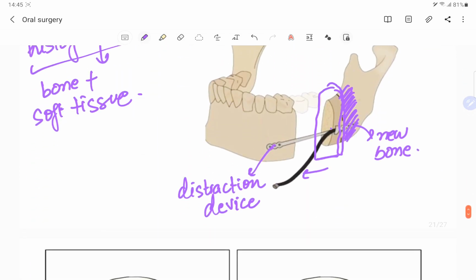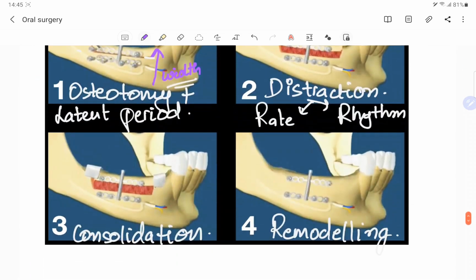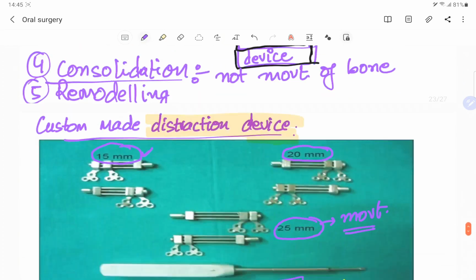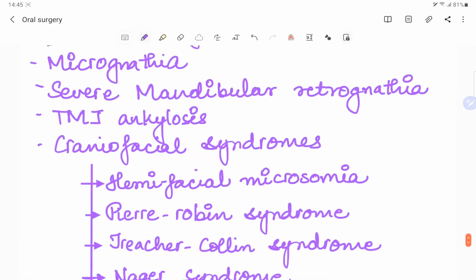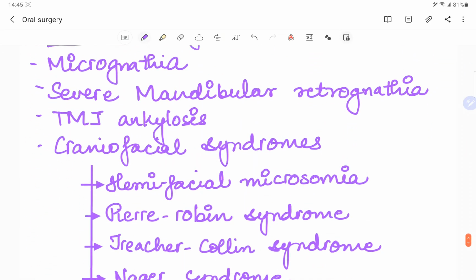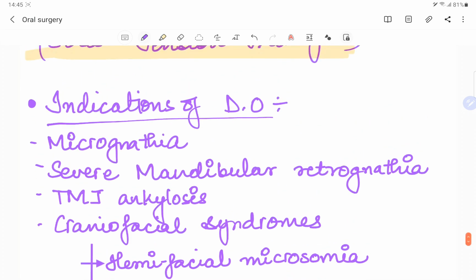So one indication is going to be TMJ ankylosis, which is the latest version of the Caban's protocol. Another one is wherever we need bone, wherever we need to increase the height of the bone, width of the bone, or we need to reposition the bone. In all these situations we can use distraction osteogenesis.